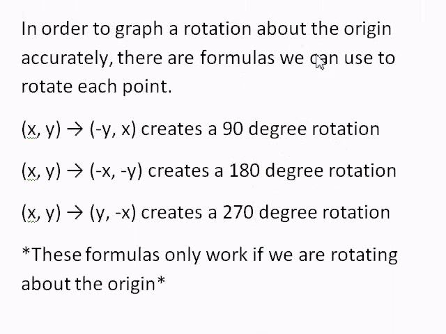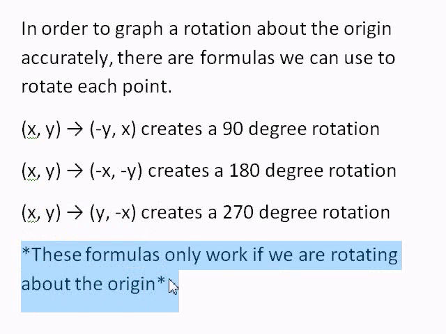In order to graph a rotation about the origin accurately, there are three formulas we can use to rotate each point in that figure. The first one is we take our x values and our y values and flip their order, making it y, x instead of x, y, and we change the y value's sign from positive to negative or negative to positive. This is a 90 degree rotation. If we flip both of the signs but not the order, it creates a 180 degree rotation. If we change their order but this time change the sign on just the x, it creates a 270 degree rotation. Note that, again, these formulas only work if we're rotating about the origin.